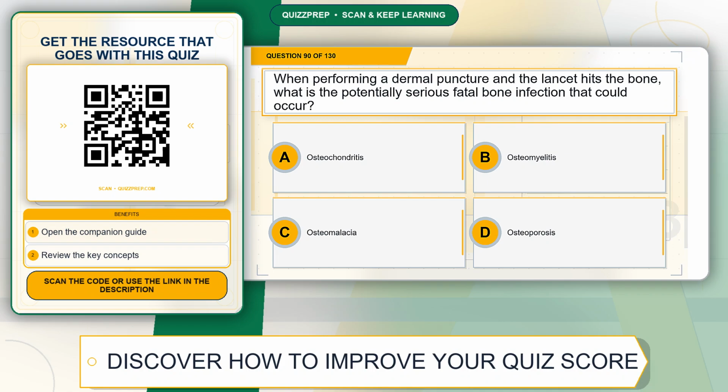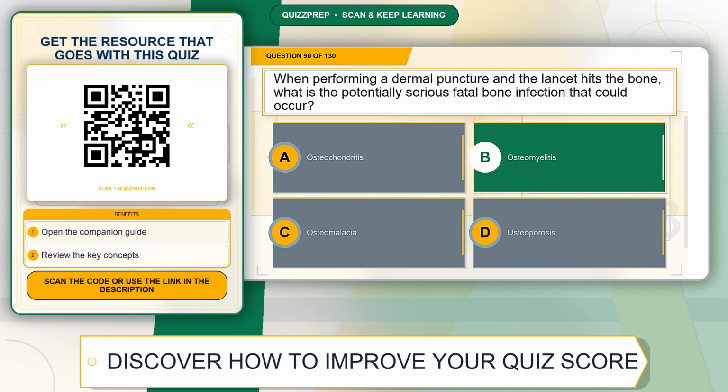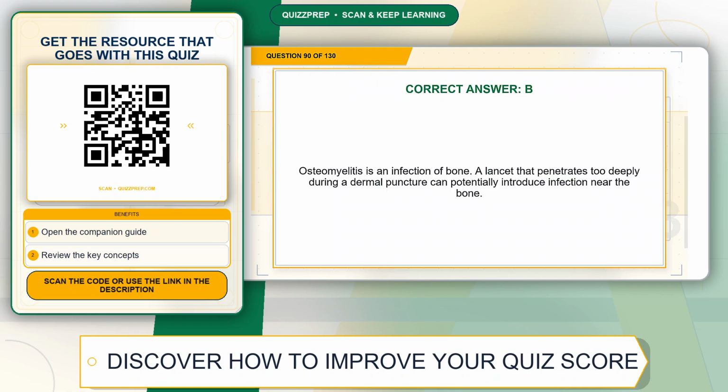Question 90. When performing a dermal puncture and the lancet hits the bone, what is the potentially serious fatal bone infection that could occur? Option A, osteochondritis. Option B, osteomyelitis. Option C, osteomalacia. Option D, osteoporosis. The correct answer is option B, osteomyelitis. Explanation. Osteomyelitis is an infection of bone. A lancet that penetrates too deeply during a dermal puncture can potentially introduce infection near the bone.